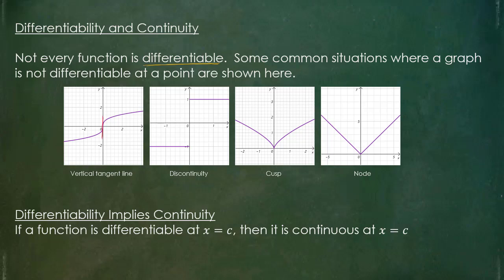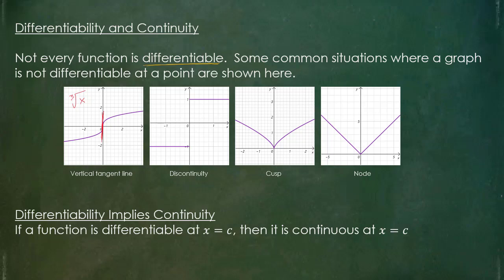So like right here in the middle of this, I think this would have been the cube root of x, it looks like. But that one has a vertical tangent line right at the origin. So if I think in terms of what's the slope of that line, well, it's vertical, so I would actually say that the slope is undefined, hence why it's not differentiable.